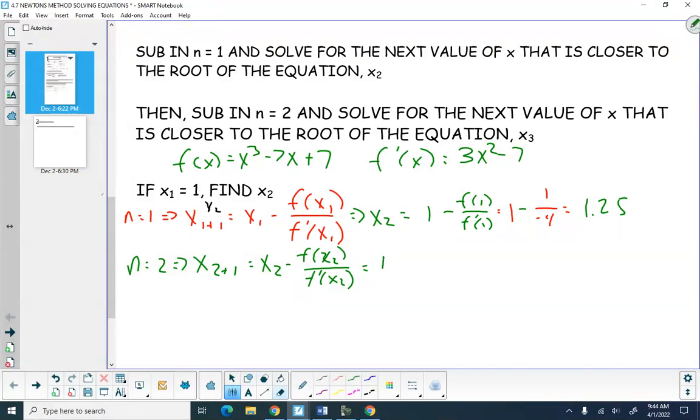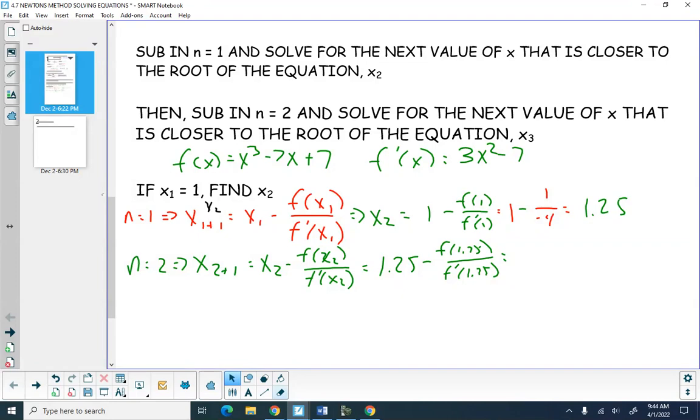So we have 1.25 minus our function value at 1.25. Now we start having to deal with some issues here. So we have our function value at 1.25 over the value of the derivative at 1.25. Let's go to our calculator, and let's get to know our calculator a little bit better.